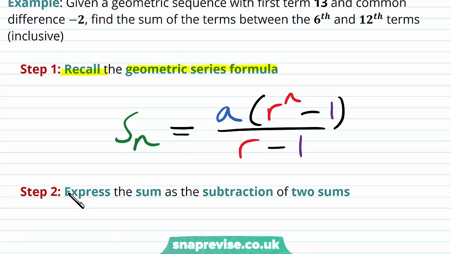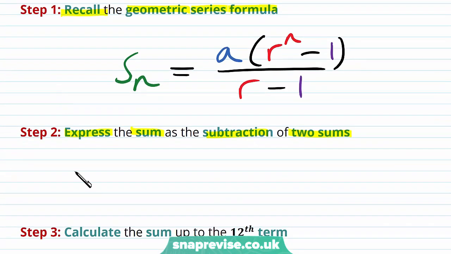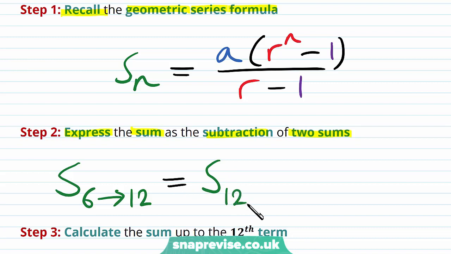Our second step is to express the sum as the subtraction of two sums. We are looking for the sum between the 6th and 12th terms inclusive. And therefore, if we calculate the value of the sum up to 12 terms from the first term, we overcount by the first term, the second term, the third term, the fourth term, and the fifth term. We want the sixth term. And therefore, we subtract S subscript 5, because that contains precisely the first, second, third, fourth, and fifth term.